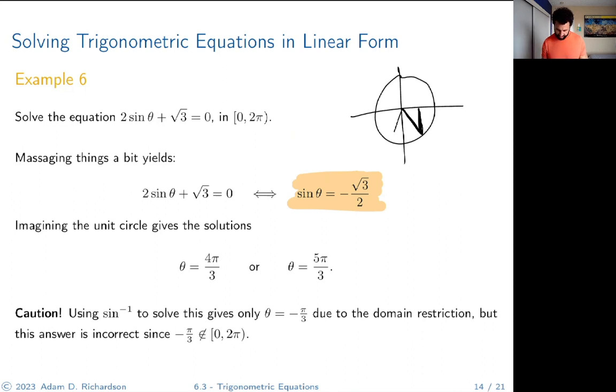This is negative root 3 over 2, but then this is also negative root 3 over 2. What are the two angles? Well, you've got 4 pi over 3, which is the first one here, and then you've got 5 pi over 3, which is the second one.